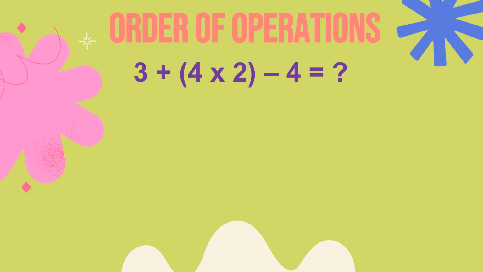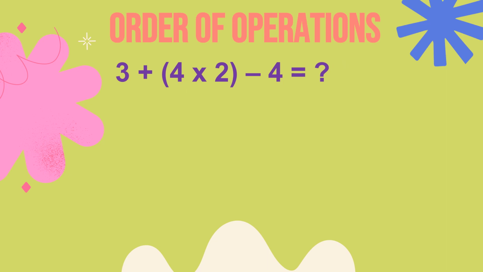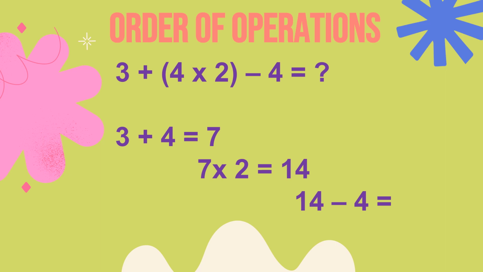So here we have our complex expression, 3 plus 4 times 2 minus 4. How would we go about simplifying this? One first thought may be going from left to right. So let's go with 3 plus 4 is 7. Then 7 times 2, again moving from left to right, is 14. Finally, 14 minus 4 is 10.